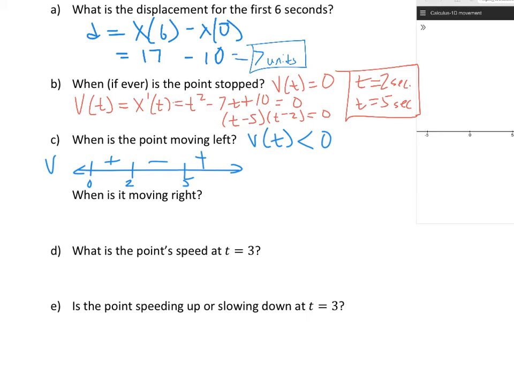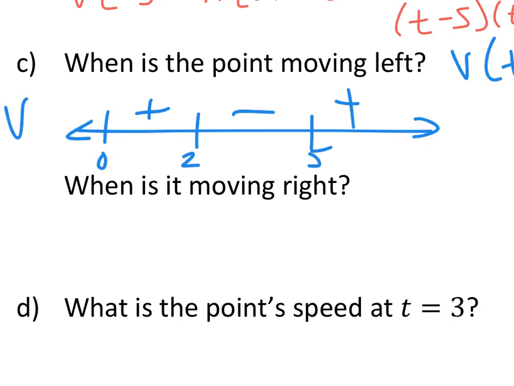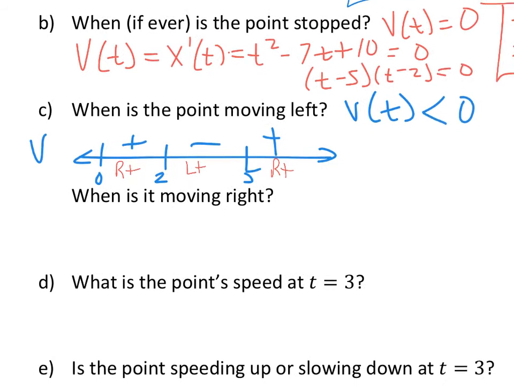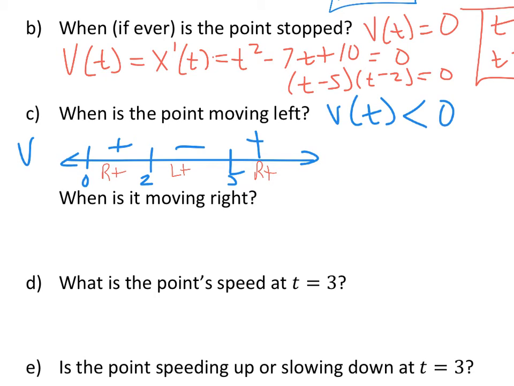Okay? So what does that mean for us? This is not necessarily curve sketching, okay? This is direction. So since this is velocity, this means we're going right, left, and right. Positive is the right direction towards the positive numbers. Negative is the left direction towards the negative numbers. So when is it moving left? In this case, it's moving left on the interval 2 to 5, or we might say t is less than 5 and greater than 2.